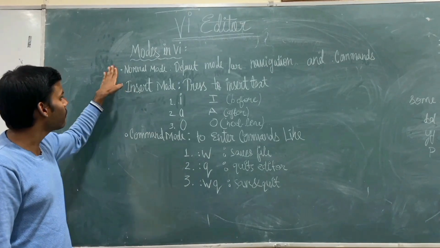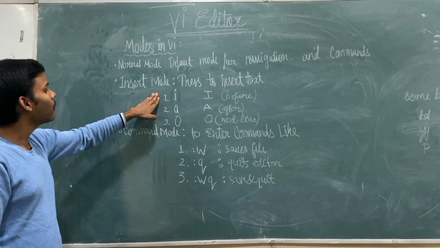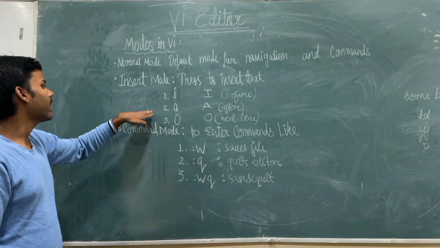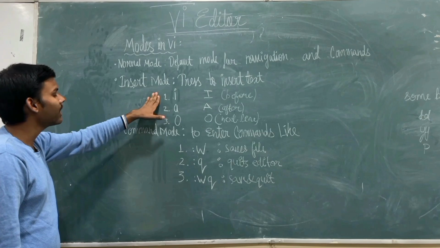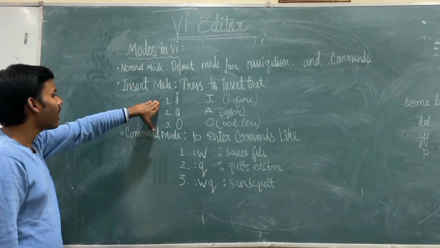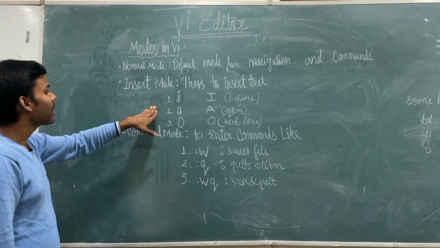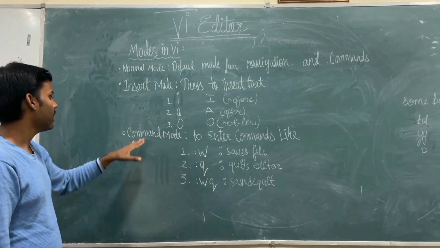Let's see the navigation from normal mode to insert mode. For navigation from normal mode to insert mode, we have to press the lowercase i, a and o characters on the keyboard. Small i puts the cursor before the current position, small a after the cursor, and o on the next line.